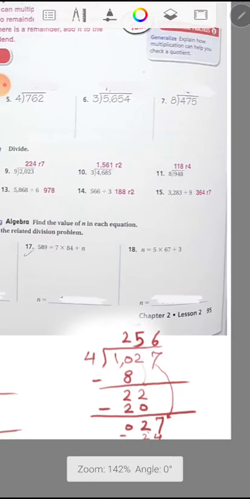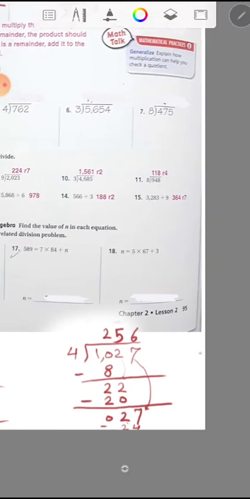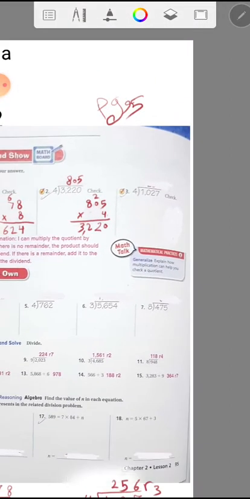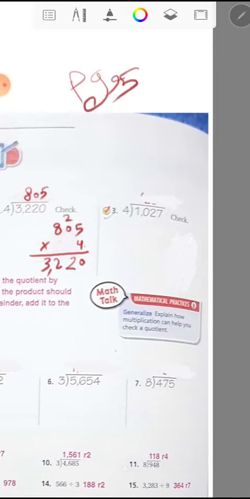If you subtract, I will continue right here. I'm sorry, I will write the answer here because there is no space. 7 minus 4 equals 3. And 2 minus 2 equals 0. So the answer is 3. Can I divide 3 by 4? No. That means this is a remainder. Okay? So the quotient is 256, and there is a remainder 3.